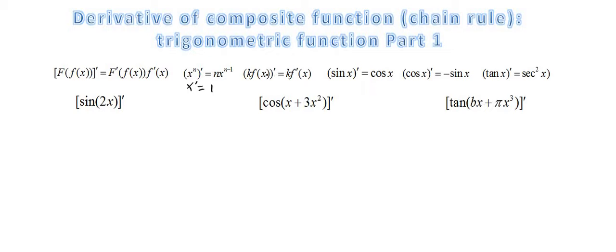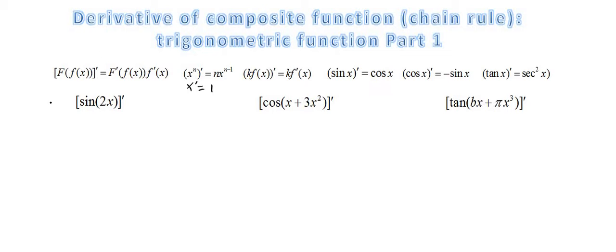And the third one is the constant multiple rule. The derivative of k times f x, where k is a constant: we keep the constant the same and multiply by the derivative of the function. We also have the derivative of sine x equals cosine x, the derivative of cosine x equals negative sine x, and the derivative of tangent x equals secant x squared. Now let's take a look.